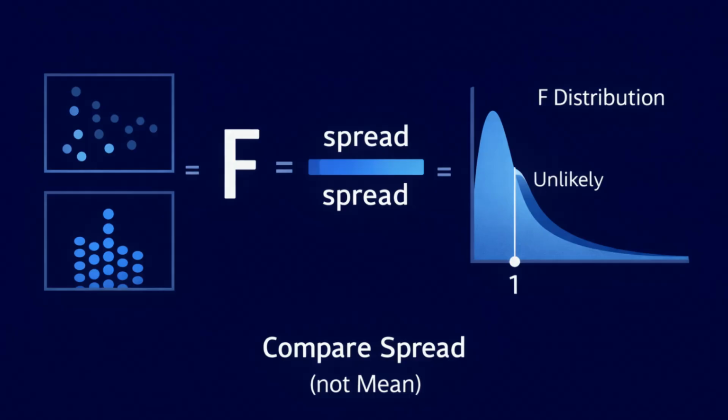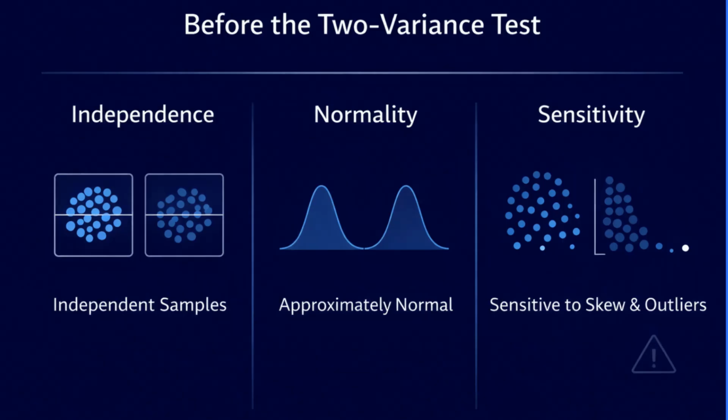Before performing a two-variance test, check conditions. The samples must be independent. Each population should be approximately normally distributed. Variance tests are sensitive to non-normal data, especially strong skewness and extreme outliers, so this condition matters more here than it does in many mean tests.